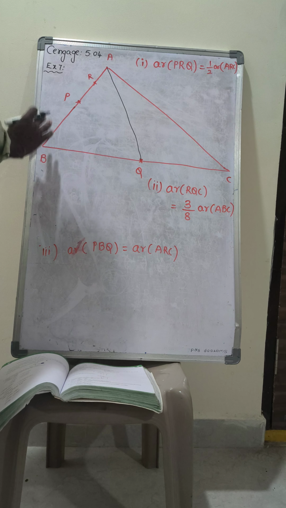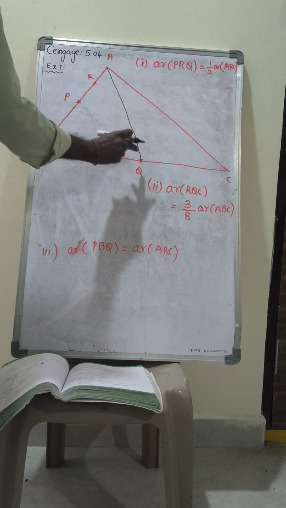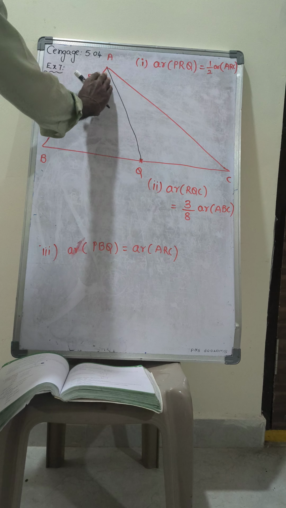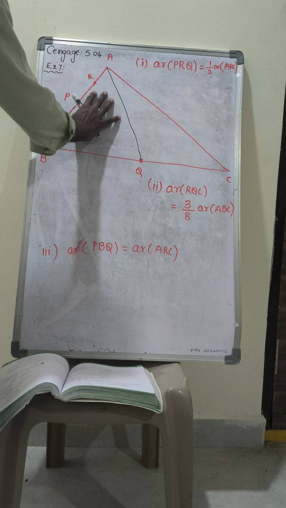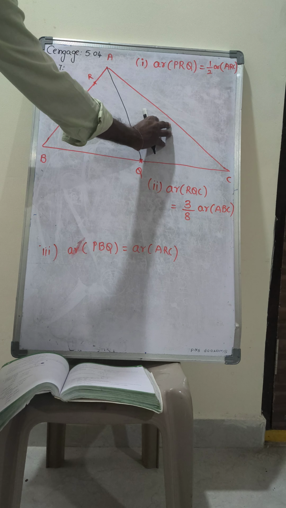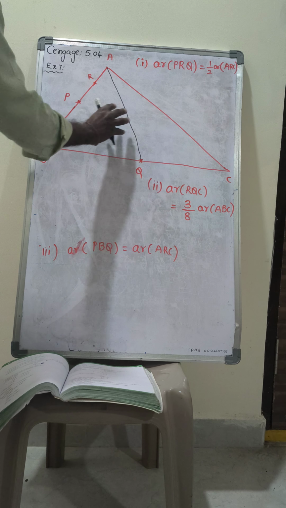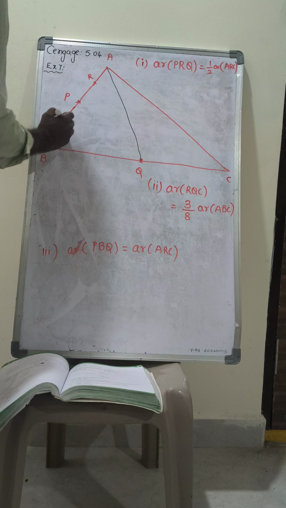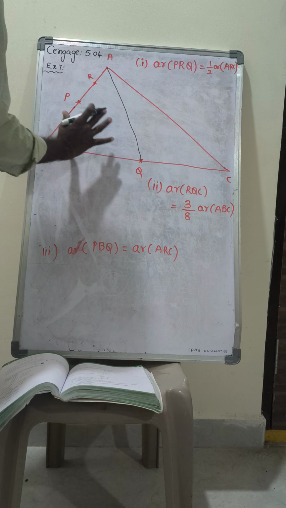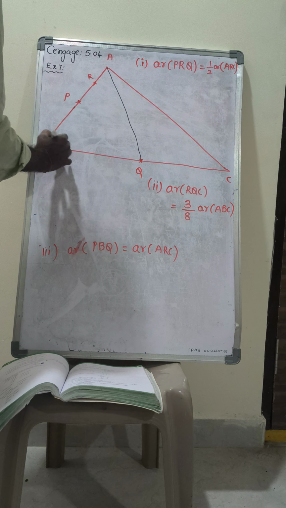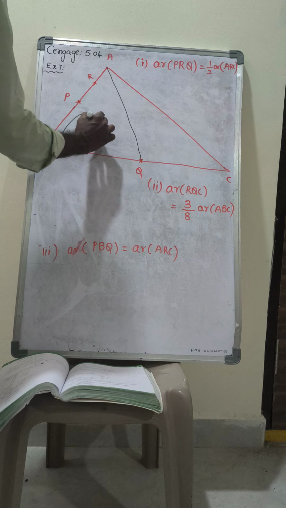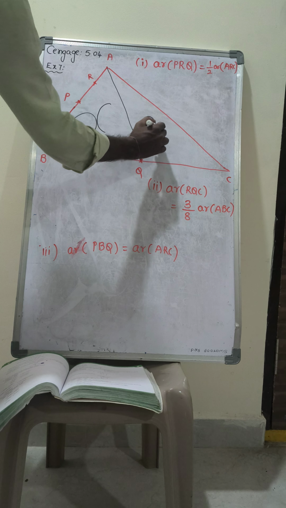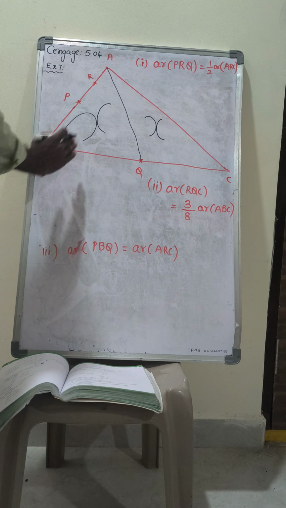We know that a median divides the triangle into two congruent parts. What do you mean by that? The area of this part is equal to the area of this part. Let us assume this entire area ABQ is x. Therefore, this area is also going to be x, right?